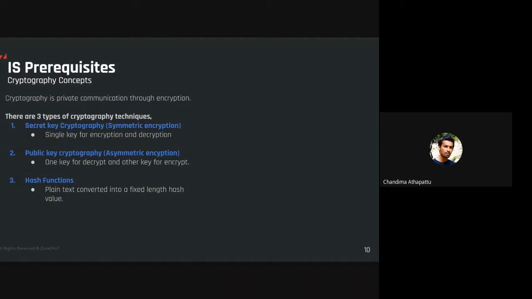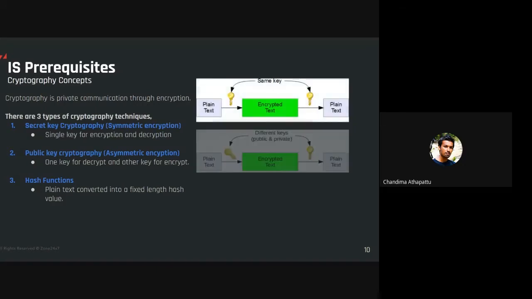Hashing is something different. In hashing, plain text is converted into a fixed length, based on the algorithm. So based on the algorithm, plain text of any length is converted into a fixed length. So hashing and encryption are two different things. Same-key encryption works with the same key, and with public and private we use two different keys. Any project where encryption is required follows either this or that, right?